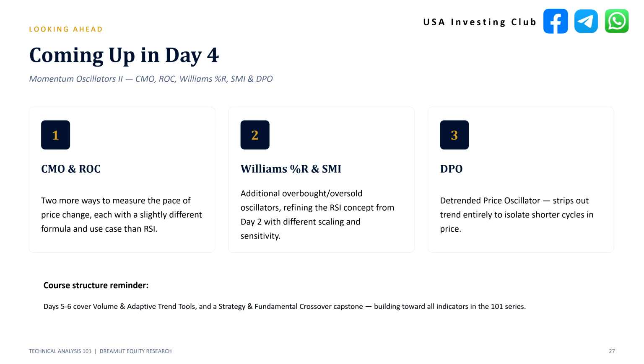Looking ahead to day 4. Momentum oscillators 2, covering the Chande momentum oscillator, rate of change, Williams percent R, the stochastic momentum index and the detrended price oscillator. CMO and ROC give us two more ways to measure the pace of price change, each with a slightly different formula and use case than the RSI you built on day 2. Williams percent R is a semi-refined version of that same overbought oversold concept, with different scaling and different sensitivity. And DPO, the detrended price oscillator, strips trend out entirely to isolate the shorter cycles hiding underneath it.